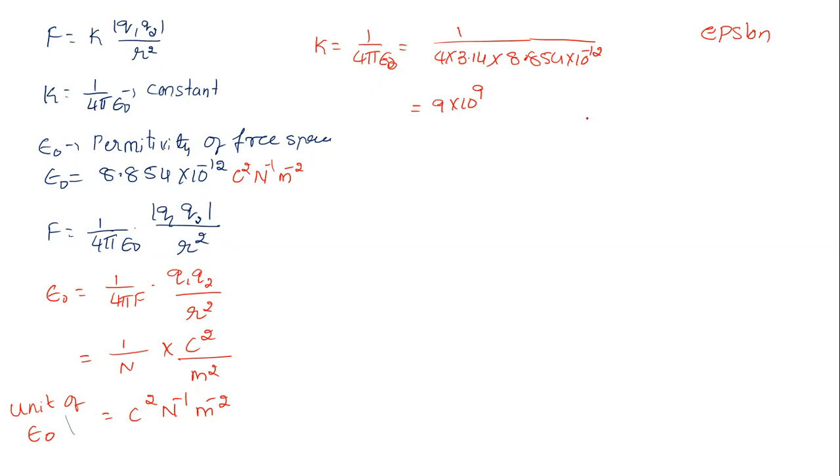Epsilon, spelled EPSILON, that you need to remember. Epsilon naught, and different things will come here afterwards. Since it is a denominator, it will be just the reciprocal. It will be Newton meter square per coulomb square. That is the value of K.